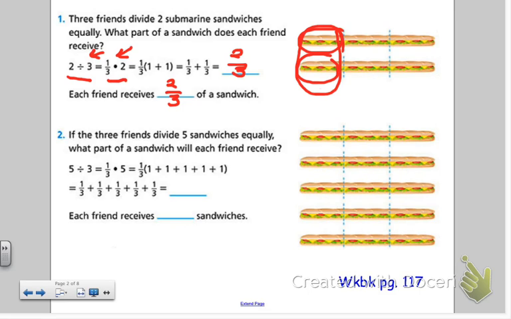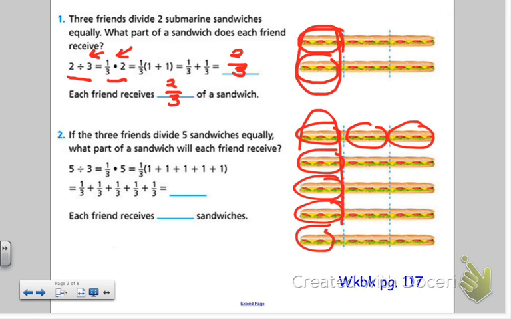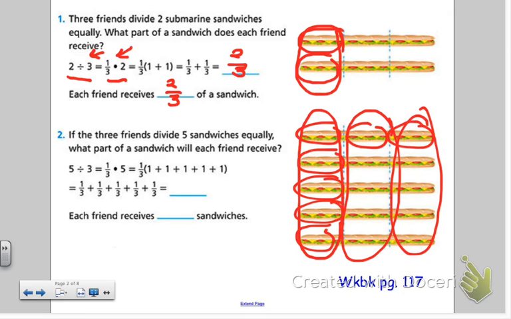Number 2, if the 3 friends divide 5 sandwiches equally, what part of a sandwich will each friend receive? So this one's very similar to number 1, except now we have 5 sandwiches. You know if you only had 1 sandwich, each friend would receive 1/3. But if you have 5 sandwiches, it looks like friend 1 would actually get all of these pieces here. They would get, let's see, 1, 2, 3, 4, 5. They would get 5/3 here. And another friend would get 5/3, and another friend would get 5/3.